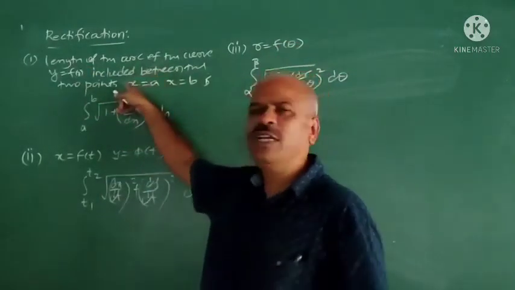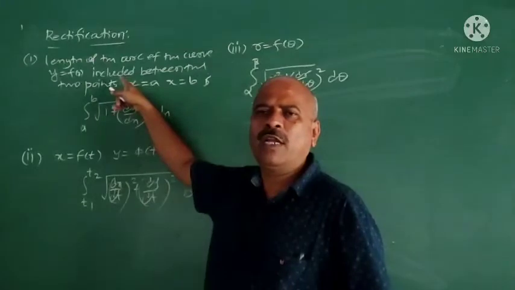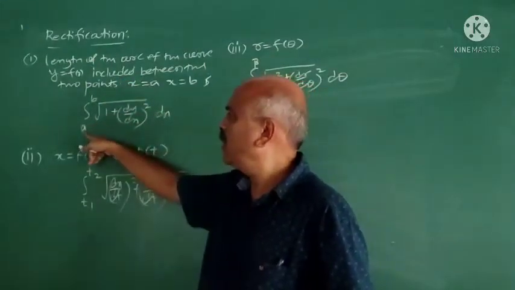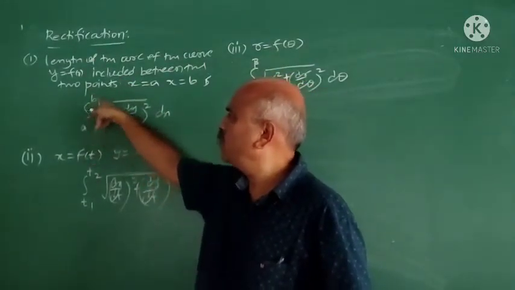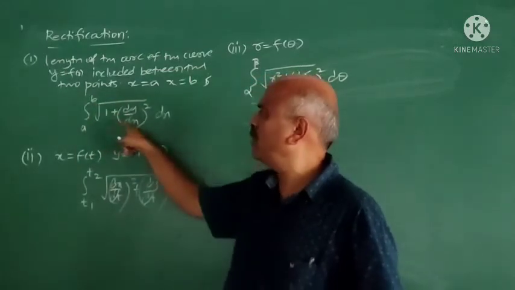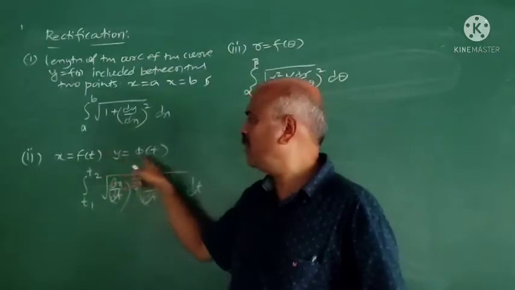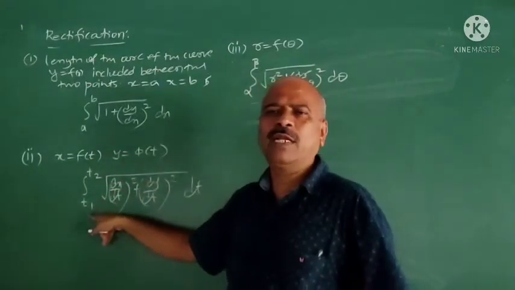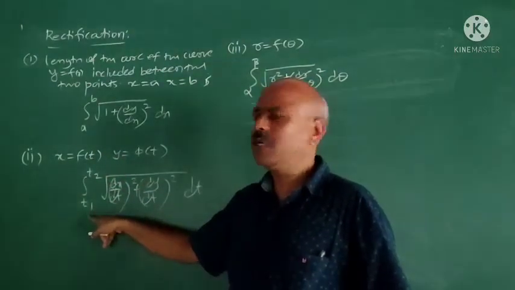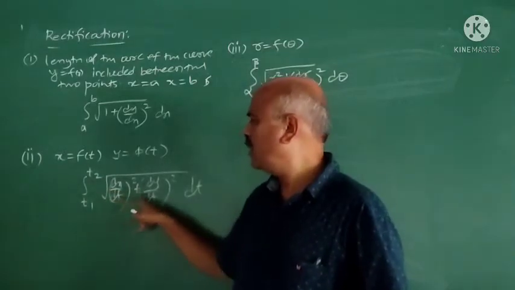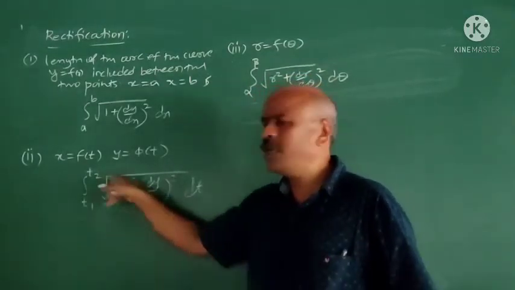If the equation is given in Cartesian form, then length of the arc between 2 points A and B is A to B root 1 plus dy by dx whole square. If the equation is parametric, x is f of t, y is phi of t, then the length of the arc between two parameters t1, t2 is t1 to t2 root of dx by dt whole square plus dy by dt whole square.